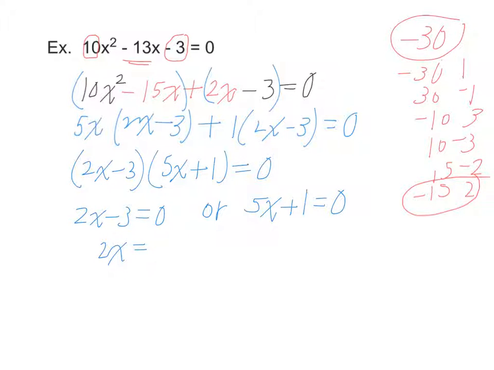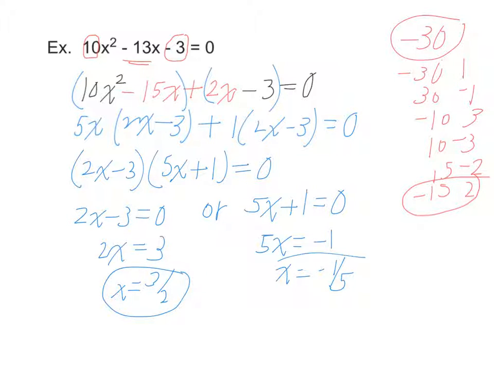Now set each one equal to 0 to finish it. With some algebra in the first one, I find one solution is 3/2. In the second one, I find it's -1/5. This is a lengthy problem, but the same factoring that we've done before.